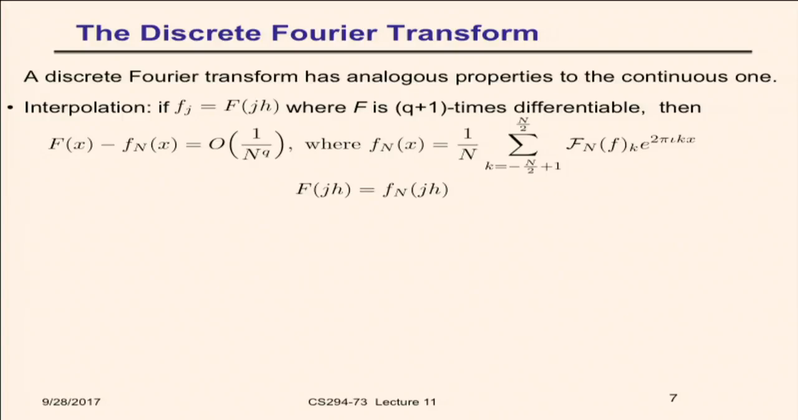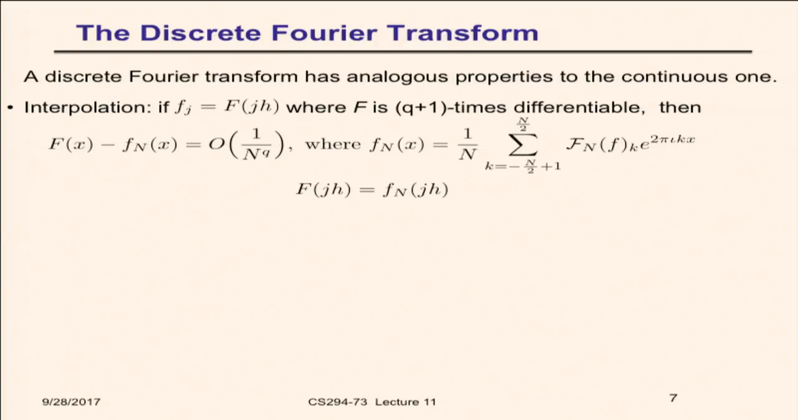That is, it's 1 over n to the q, where n is the number of terms that you've kept in your Fourier expansion, and q is how differentiable your original function was. Again, double the number of points, and q is equal to 10, then you decrease the error by 3 orders of magnitude. So this is one version.